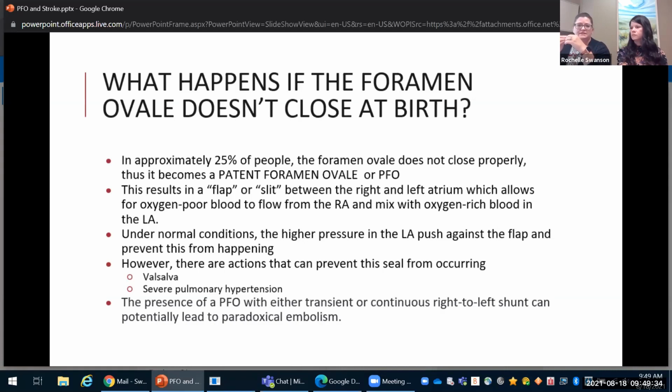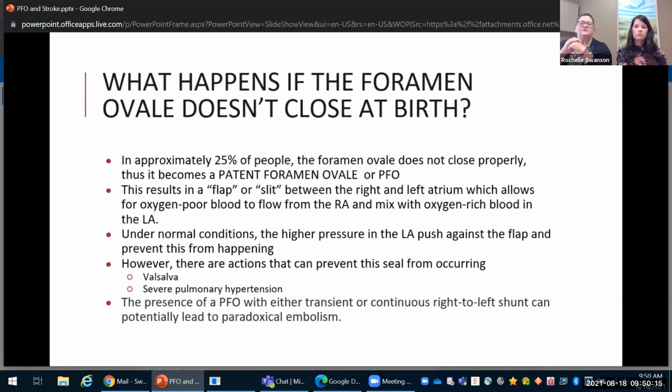In normal circumstances, you have such high pressure in your left atrium that it pushes against that flap, and it prevents this from happening. So it prevents that blood from flowing. However, sometimes there are actions that we do without realizing that can prevent that seal from completely occurring with each contraction. So if somebody has a Valsalva maneuver, such as when they're having a bowel movement, when they're vomiting, or, like in Rochelle's case, she's picking up something that's heavy, maybe she's straining to pick that up, that opening does not seal. That flap doesn't completely close.